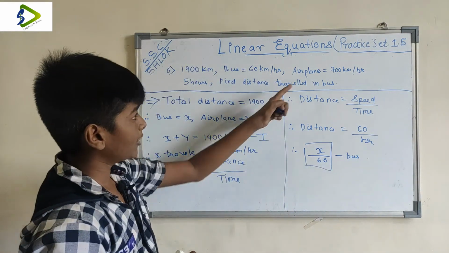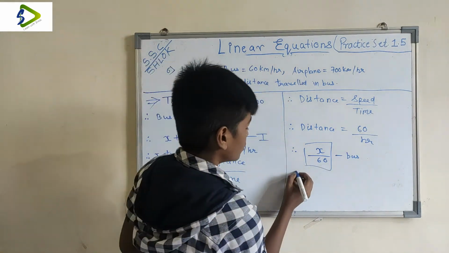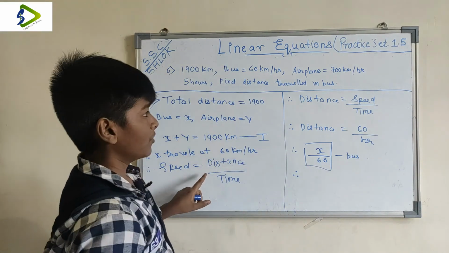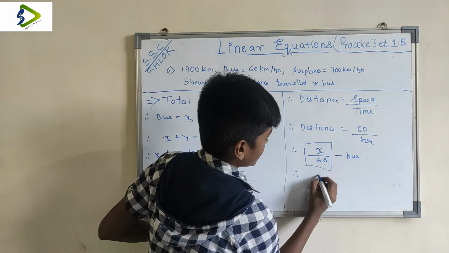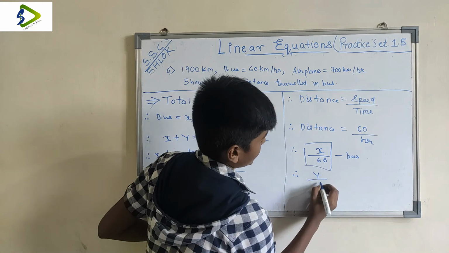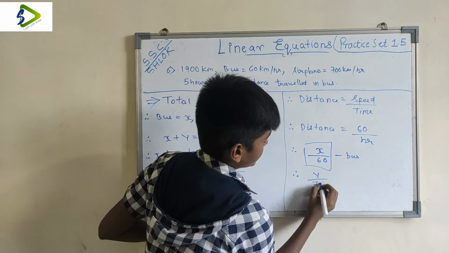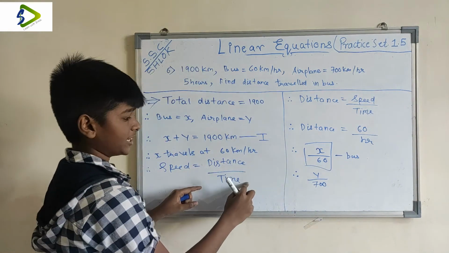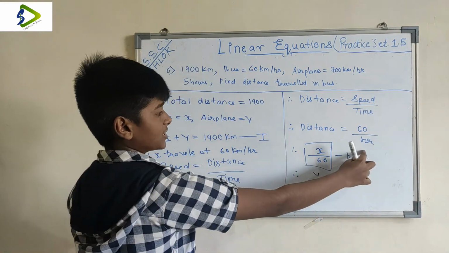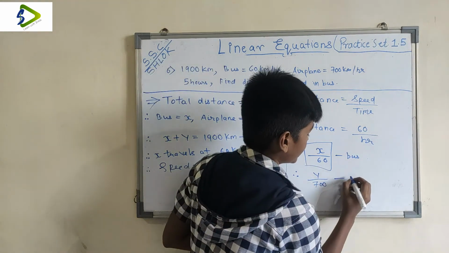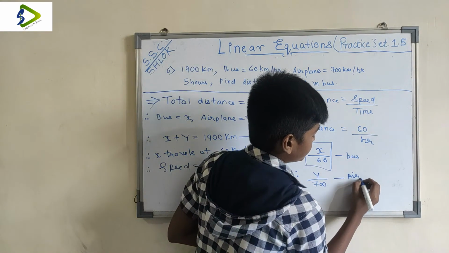So now we have to find also for the airplane. So let's see, for the airplane, what will it be? It will be the same, speed is equal to distance by time. What is the distance? So it will be y by 700, because here also distance by time. Distance is 700, time is r. So you take y to that side and you get y by 700 as the airplane time.